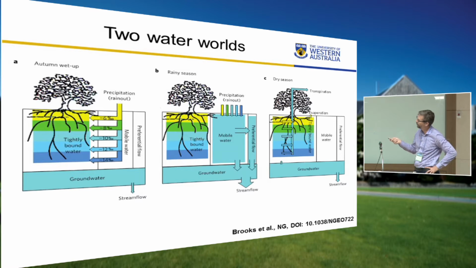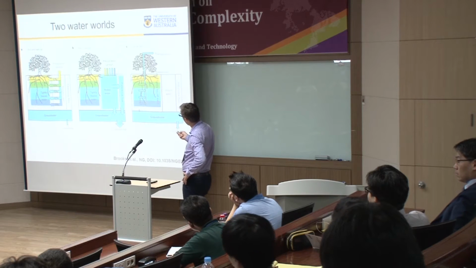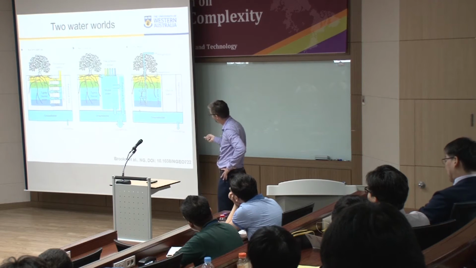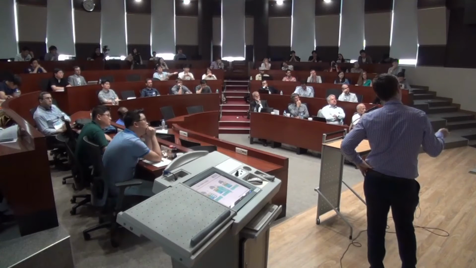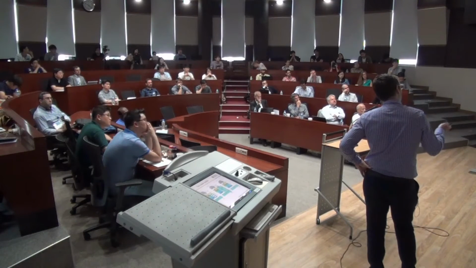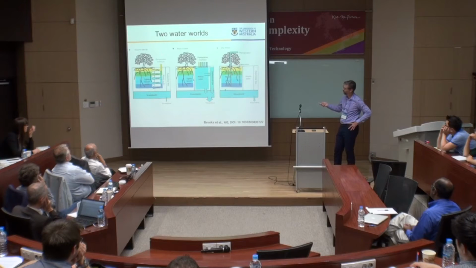And in autumn, during the wet up, he sees the old summer water being progressively moved down through the soil profile. During the rainy season, the soil's wet up and then preferential flow starts to occur, and it actually bypasses most of this tightly bound water. And then during the dry season, the plants are using autumn's water.